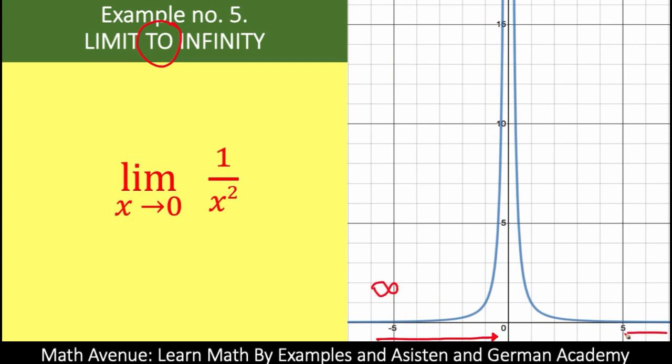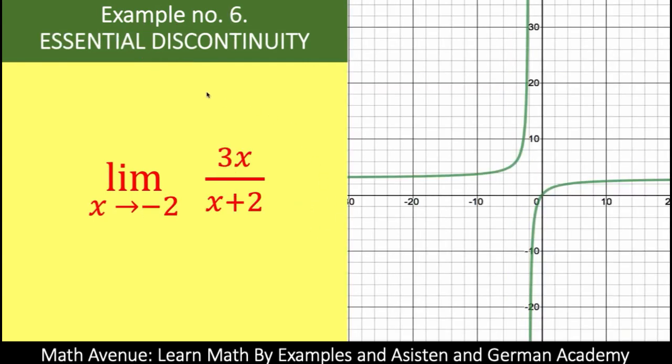If you are coming from the right, what is the limit of the function as x approaches 0 from the right? Notice also that the y value is getting higher and higher to positive infinity. So the left hand and the right hand limits are the same, so the two-sided limit exists, and that is equal to infinity. So as x is getting closer and closer to 0, the y value is going to infinity. Now let's talk about essential discontinuity. In the previous example, we talked about removable discontinuity. In here, we're going to talk about essential discontinuity.